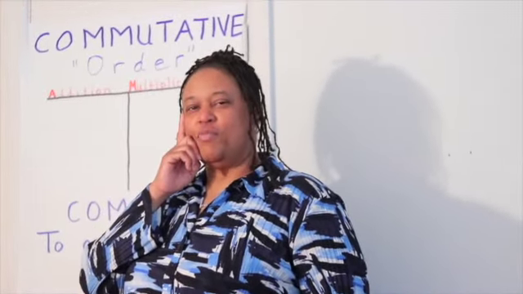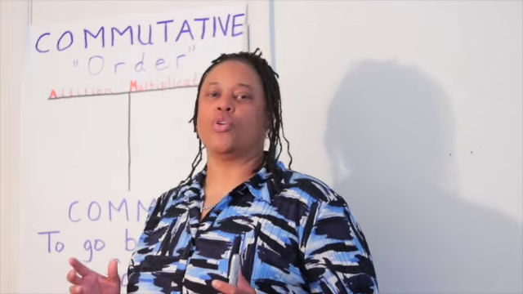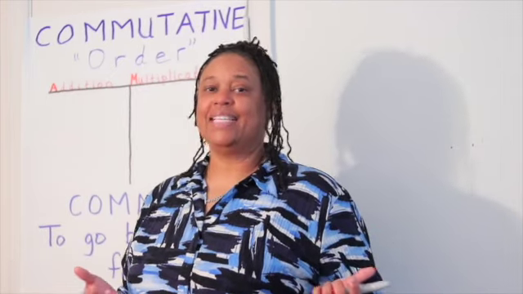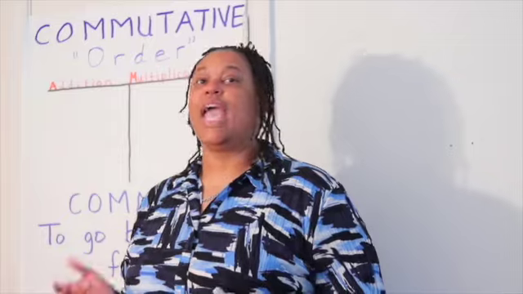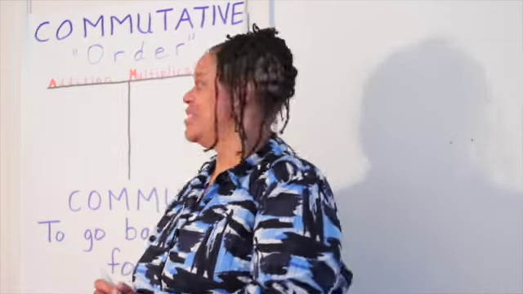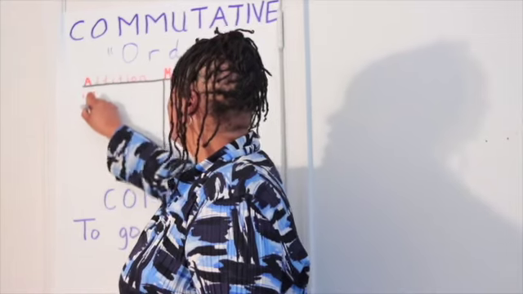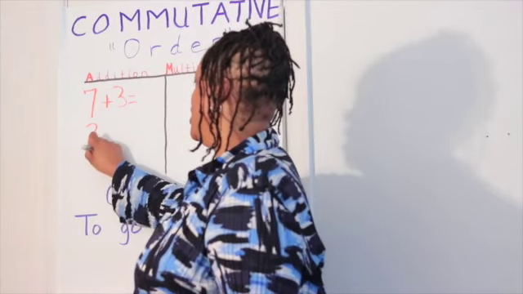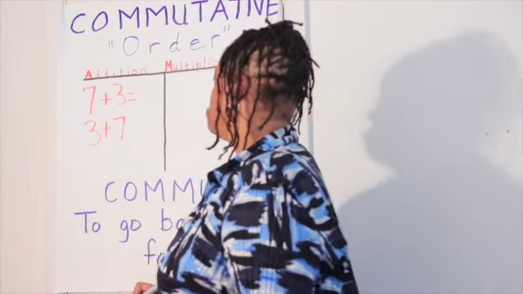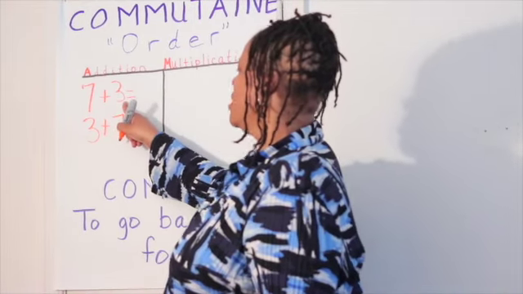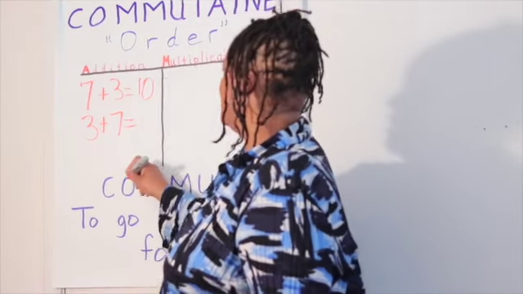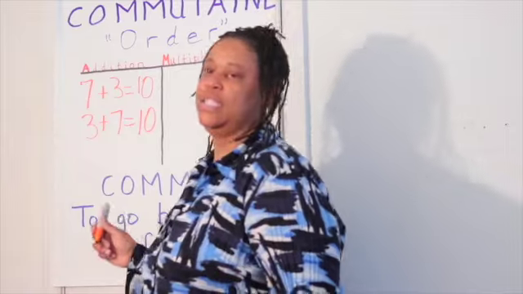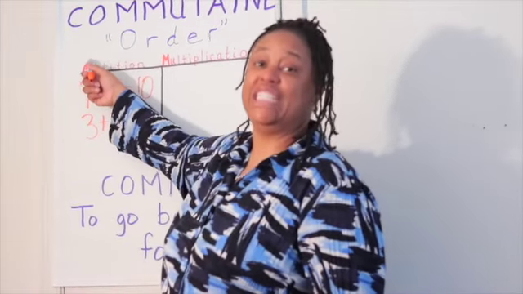When you think of commutative property, I want you to think of order, because it really doesn't matter what order the numbers are in. You can add and multiply numbers in any order and you should get the same answer. Let's see if that works. 7 plus 3 should equal 3 plus 7. So, what is 7 plus 3? Right, 10. And what is 3 plus 7? It's also 10. So we know that this is our commutative property of addition.